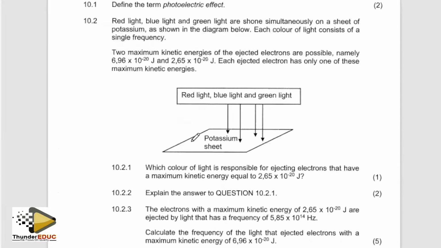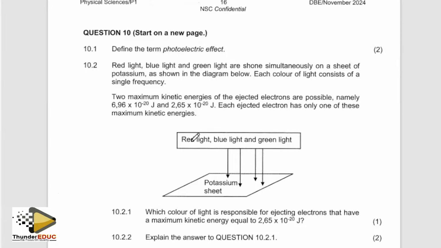All right, then question number 10. Source definition, 2 marks. Photoelectric effect. So we know that this is a phenomenon where electrons are ejected from a metal surface when light of the required frequency shines upon it or is radiated on the surface.